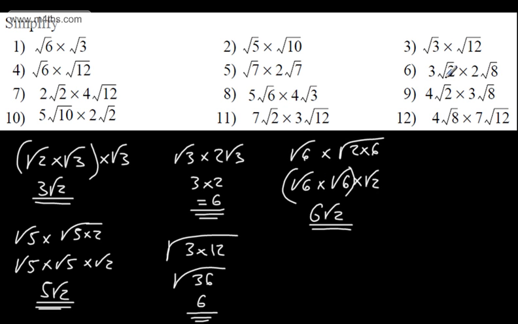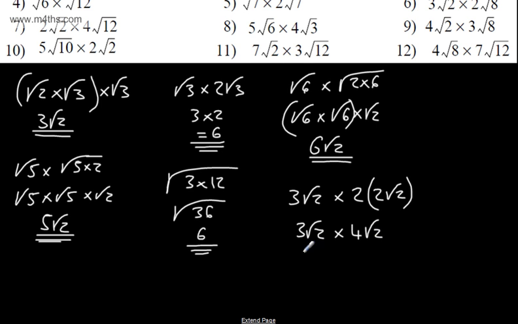Let's do this one here. Okay, this one's quite nice. What we've got here is now 3 root 2. So I'm going to write this as 3 root 2 multiplied by 2 lots, and we've already seen that we can write the root of 8 as 2 root 2. So I could write it like so. So what we end up with is 3 root 2 multiplied by 4 root 2. 3 times 4 is going to give me 12. Root 2 times root 2 is going to give me 2, so this would now give me 24.